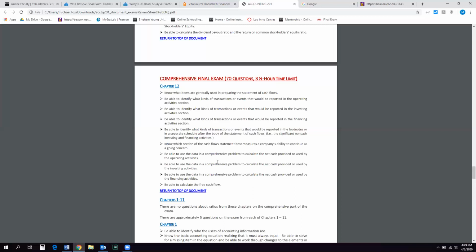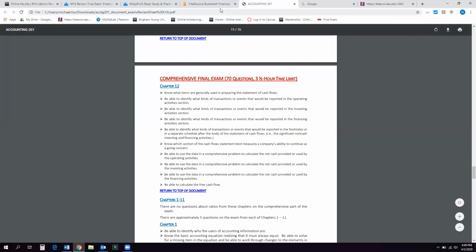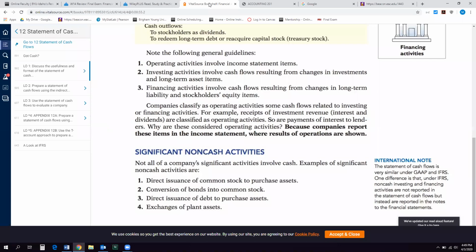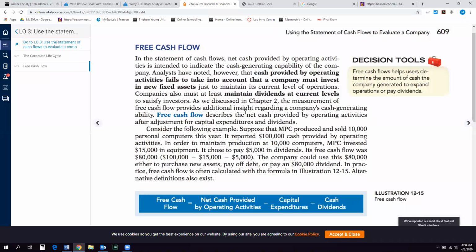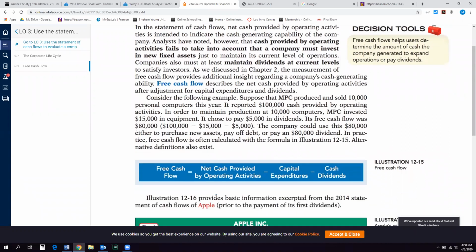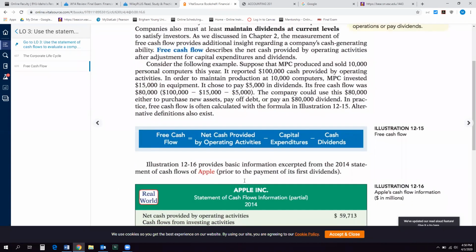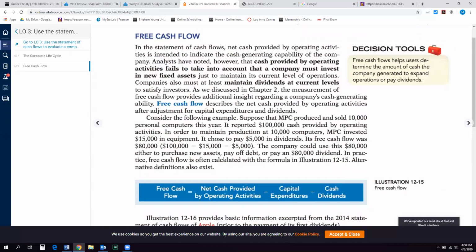And then finally, be able to calculate free cash flow. So let me turn to a page in our textbook where that might help. All right, here we go. Page 609 in the book is free cash flow. And really all you need to do is know the formula here, which is net cash provided by operating activities minus capital expenditures minus cash dividends. Recognize that capital expenditures just means money spent on large assets like land or buildings. So if you know that formula, you should be able to do that. So that is free cash flow.